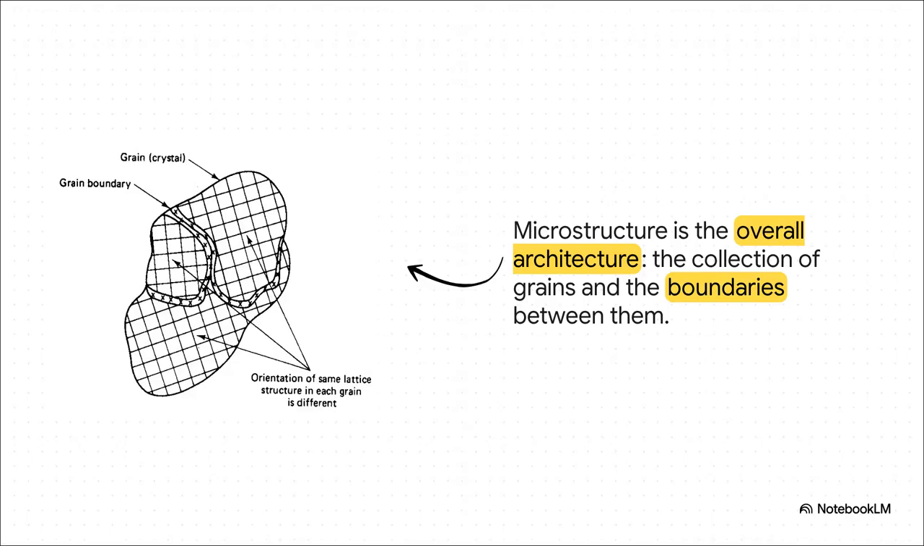And look at this. This is exactly what I mean. You can see all those individual grains, and each one of those is made of a single phase, like ferrite. But the microstructure, that's the whole picture. The collection of all those grains, their different orientations, and all the boundaries where they meet. It's the city, not just the individual buildings.